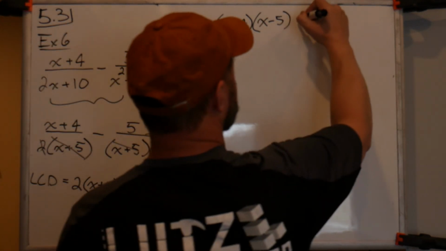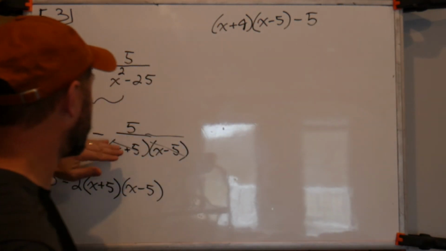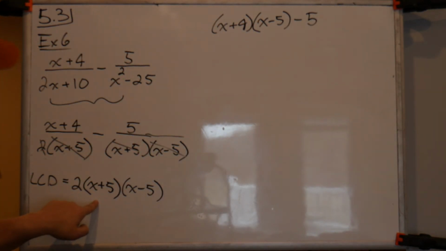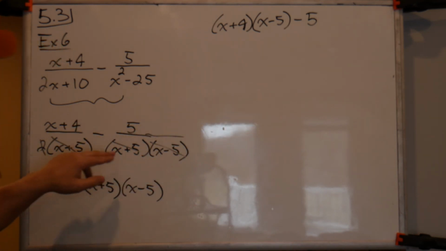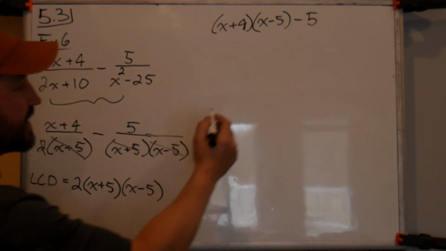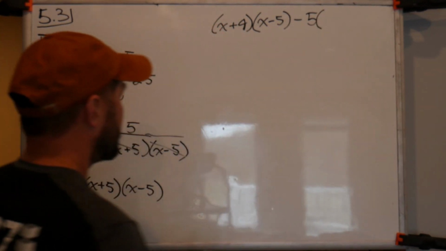Then I'm going to subtract a 5. Remember, I'm only working in the numerator right now. I know this is my denominator at the end. So I'm going to work straight across and combine everything. So minus 5. Now I know I'm multiplying by something.